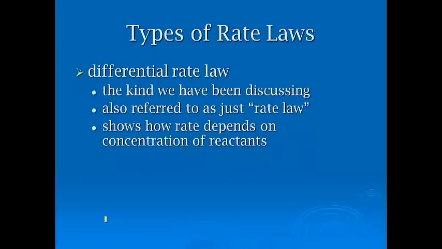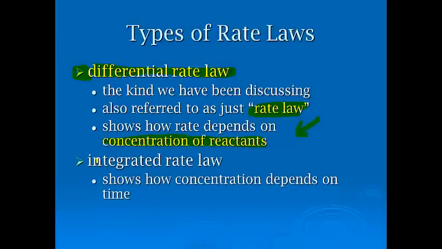And there are a few types of rate laws. The first one is the differential rate law. This is exactly what we've been discussing. When we just say rate law, that's it. This shows how the rate depends on the concentration of the reactant. So in other words, as the reactants are used up, the rate usually slows down. Those are pretty common characteristics.